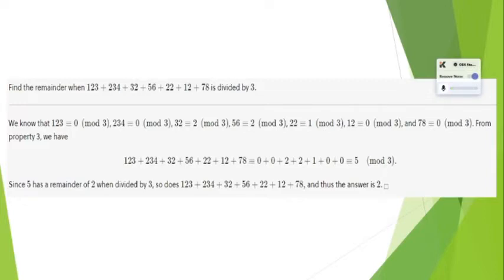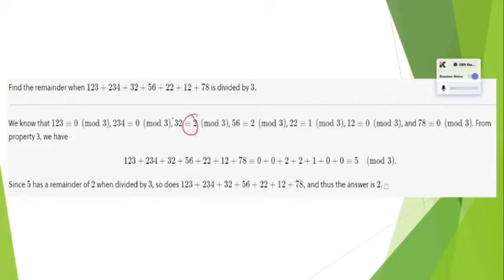when divided by 3. So, we know that 123 is identical to 0 mod 3 kasi nga exempted. Next is 234, identical to 0 mod 3. Then, next is 32, identical to 2 mod 3. So, let's give it a shot. Paano ba nakuha itong 2?